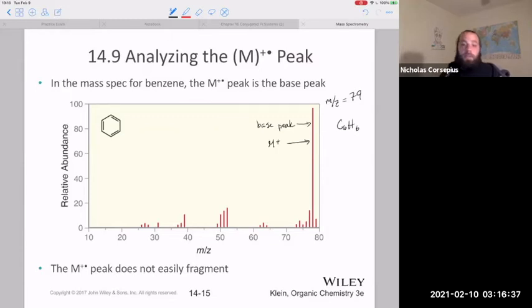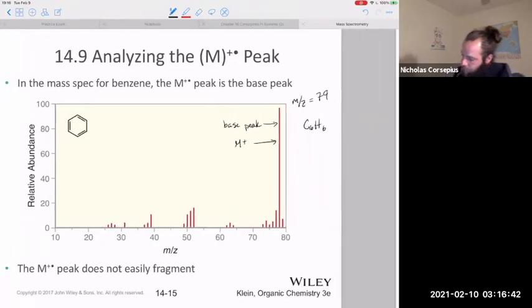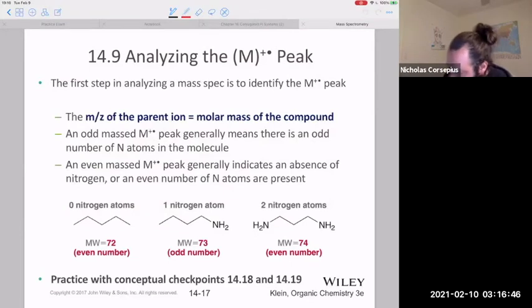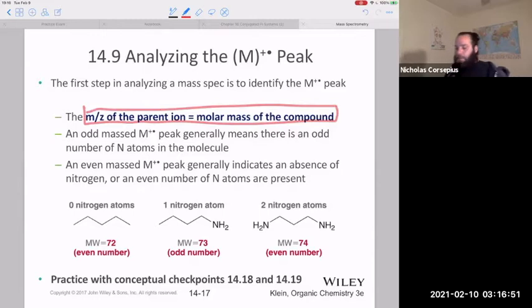Okay, so there's so much information in that molecular ion peak. The m over z of the parent ion, or that molecular ion, is equal to the molar mass of the compound. That is the number one most important piece of information that you're going to get from your mass spectra. And it seems like, how much information is that really? Well, it turns out to be a lot because of what we were talking about last lecture, about how our molecular formulas tend to fit those nice, neat little patterns.